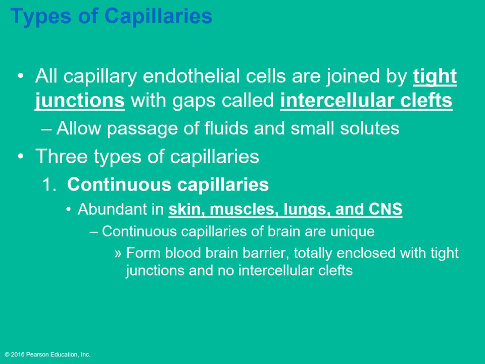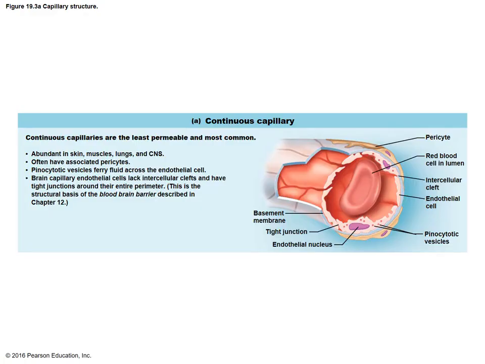Now in the brain, they have some unique functions because you have what we call the blood-brain barrier. So there are no intracellular clefts. They're totally enclosed within these tight junctions to add that extra protection. So this is showing the continuous capillary.